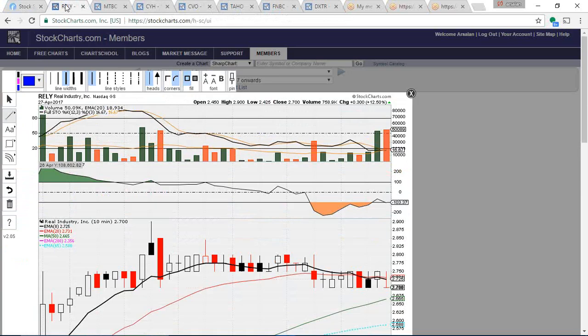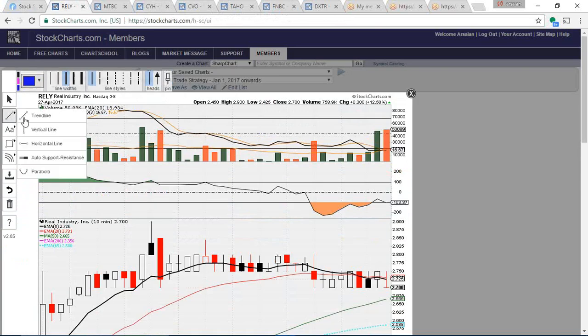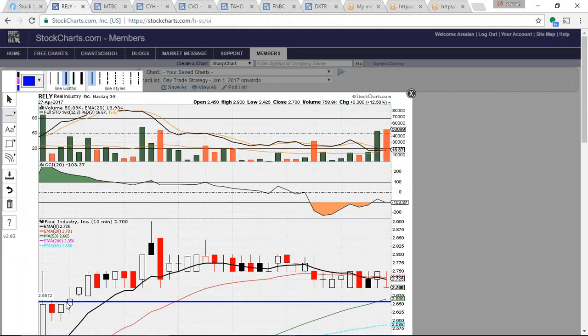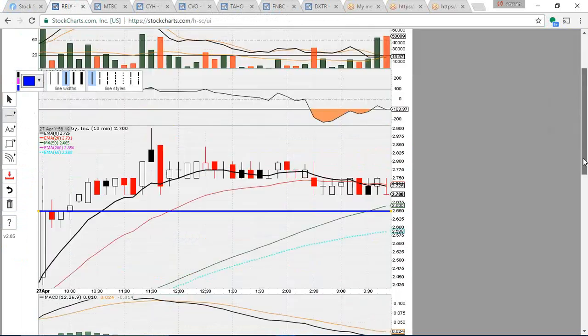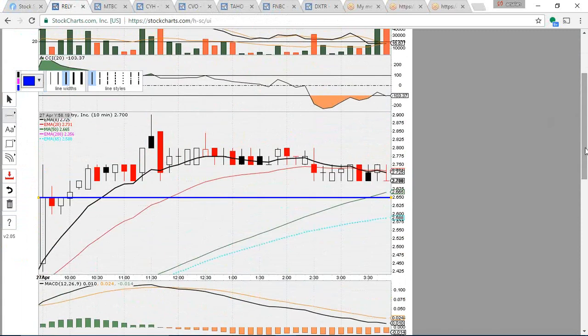So RELY was last week on Thursday, and as we do with everything going forward, we're going to draw our resistance line, which is the first 10-minute box right there. So let me bring the screen down. There you go. At 265 is our resistance line. Once it crosses resistance, that's our signal to go ahead and get into that stop. Let's see when it crosses.